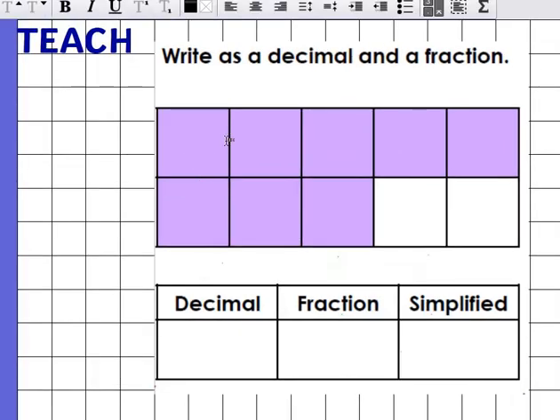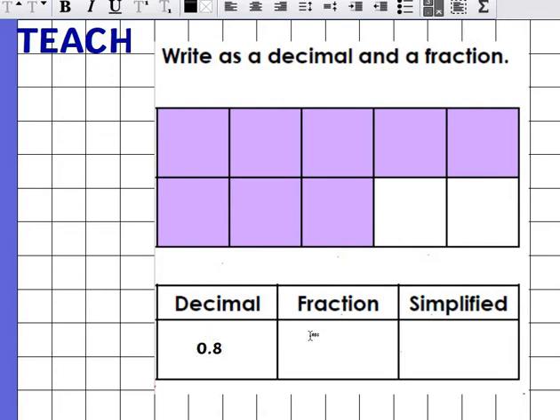So here, as a decimal, we'll start with 1, 2, 3, 4, 5, 6, 7, 8, 9, 10. So we've got 10 parts, and we've got 5, 6, 7 shaded, so it's 0.7. Now knowing 0.7 as a fraction, we've got 8 parts shaded, so it's 0.8.